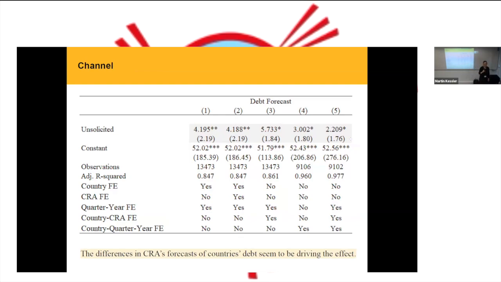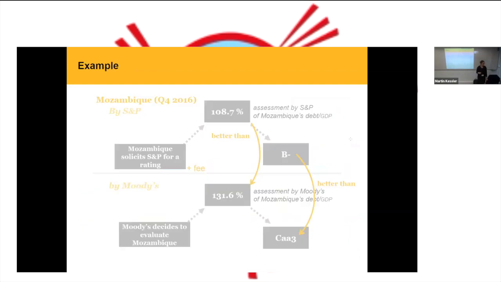So the difference in CRAs' forecast or estimate of debt seems to be driving this effect in terms of solicitation. Lots of gray, but basically this is also the case of Mozambique, and they disagreed. S&P had a solicited rating, Moody's didn't. For the solicited rating, it had a 108 debt to GDP ratio, but for the unsolicited one, it was like 131 that year, that quarter. So it can be, you know, 31%.